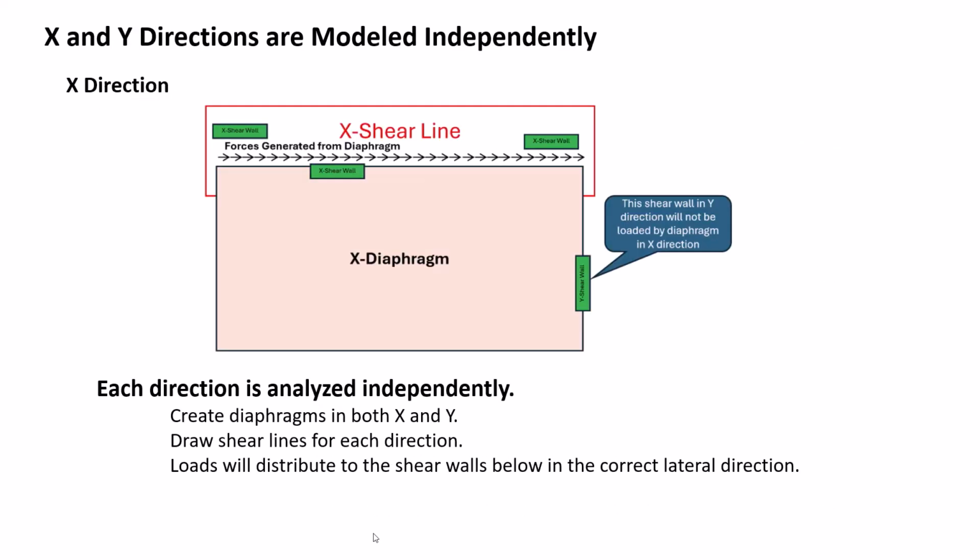One important concept to understand is that Lava models the x and y directions independently. Each diaphragm, shear wall, and shear line belongs to either the x direction or the y direction. In this diagram, we can see the x direction shown, with the diaphragm collecting that load and taking it to the shear line, which distributes that load to the shear wall below. The same thing would be done in the y direction.